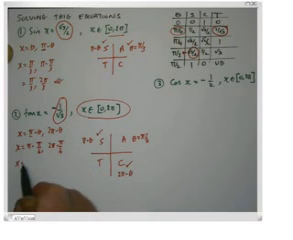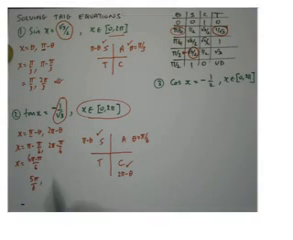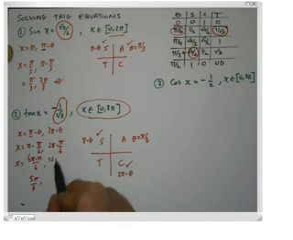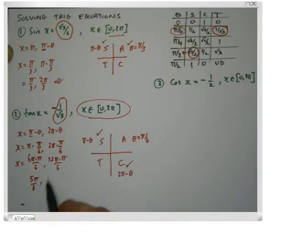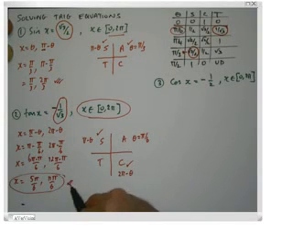So x is going to equal 6 pi minus pi all on 6, or 5 pi on 6, and 12 pi minus pi on 6, or 11 pi on 6. So my two answers for x are 5 pi on 6 and 11 pi on 6.